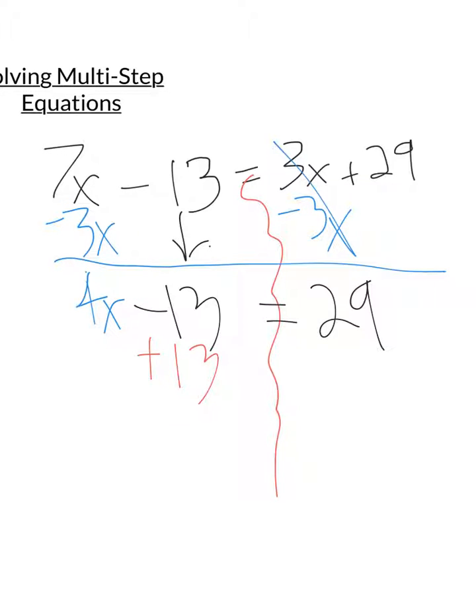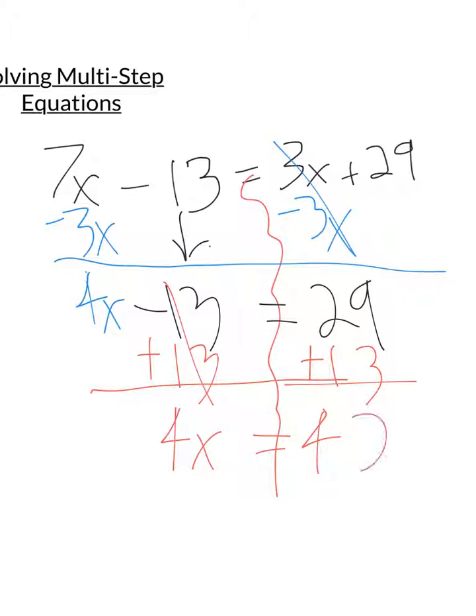The reason why I'm looking at that minus 13 instead of the 29 is because that minus 13 is on the same side as that 4x. So if it's on that side with an x, it needs to go. So the 4x carries down. I have 4x equals, and let's see, 29 plus 13 is 42. Okay? And now, how do I get rid of the 4 by the x?